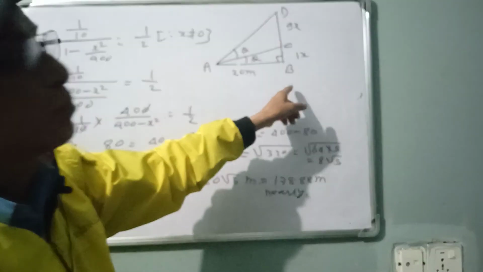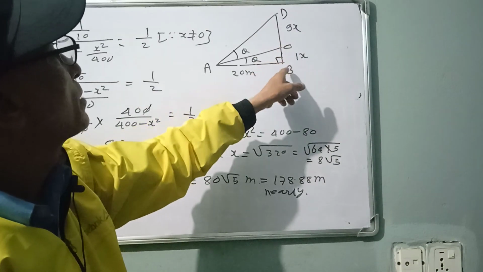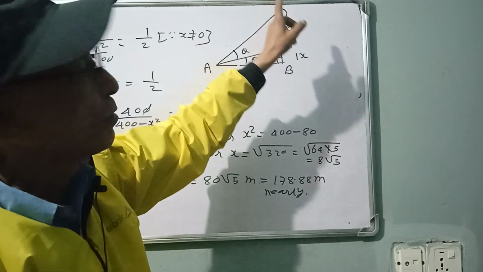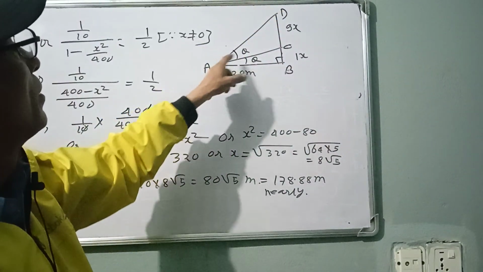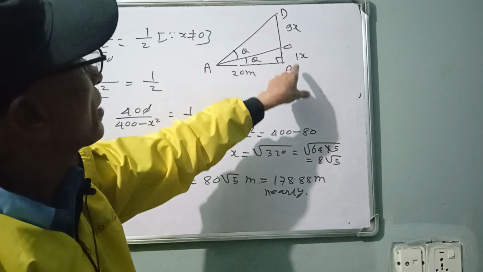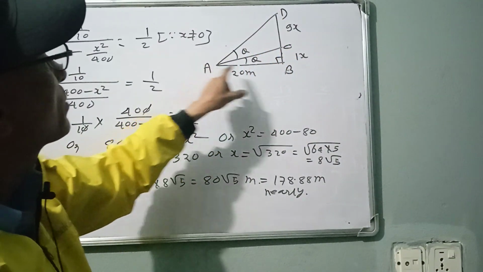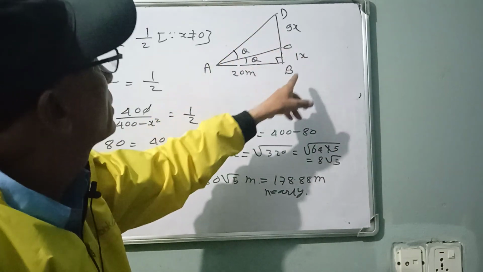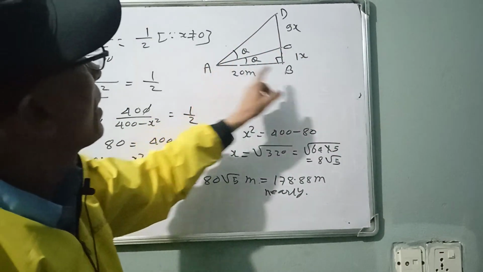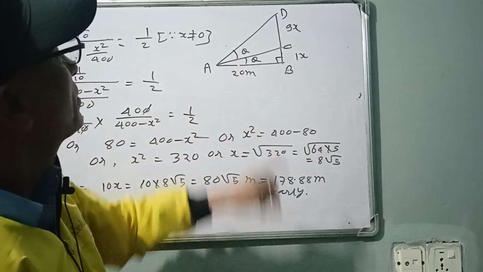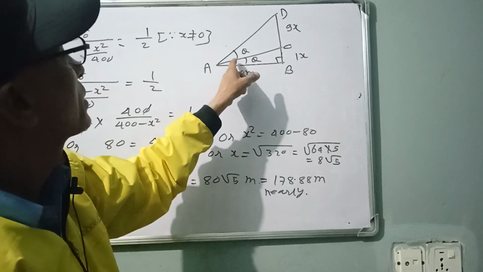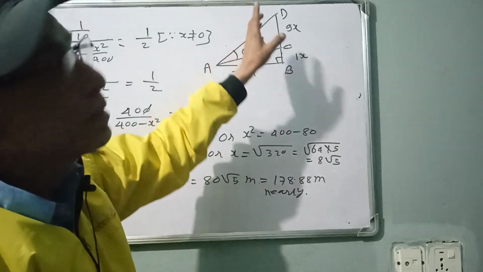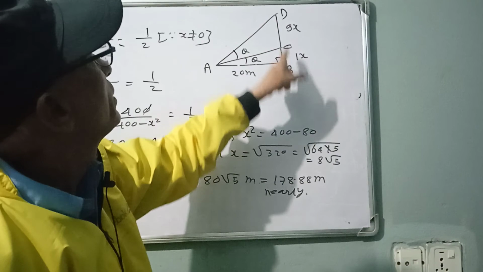What you have to do? There is a vertical pole BD. C divides BD in the ratio of 1:9, means BC equal 1x, CD equal 9x. Total height 10x. Segments BC and CD make equal angles, means angle BAC equal theta, angle CAD equal theta. In triangle ABC, take tan theta equal BC by AB, that is x by 20. In triangle BAD, tan 2 theta equal BD by AB.